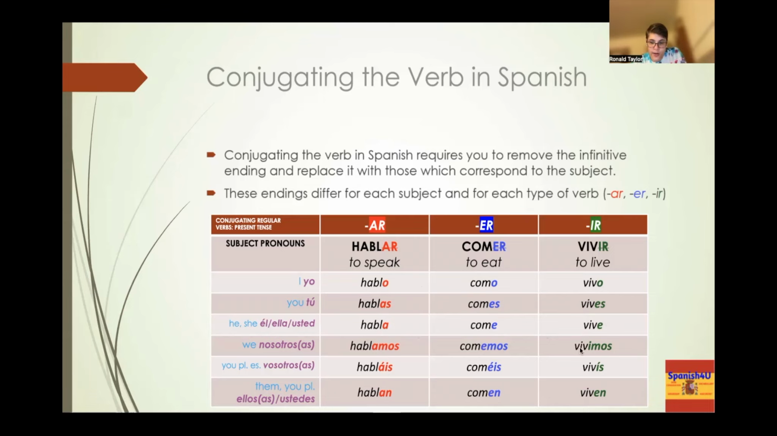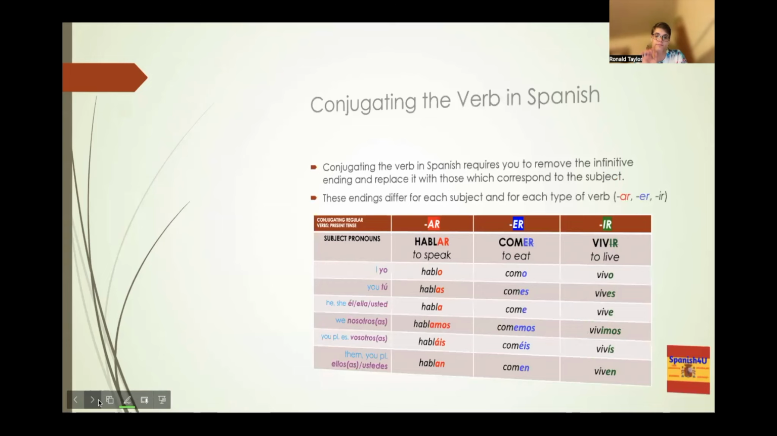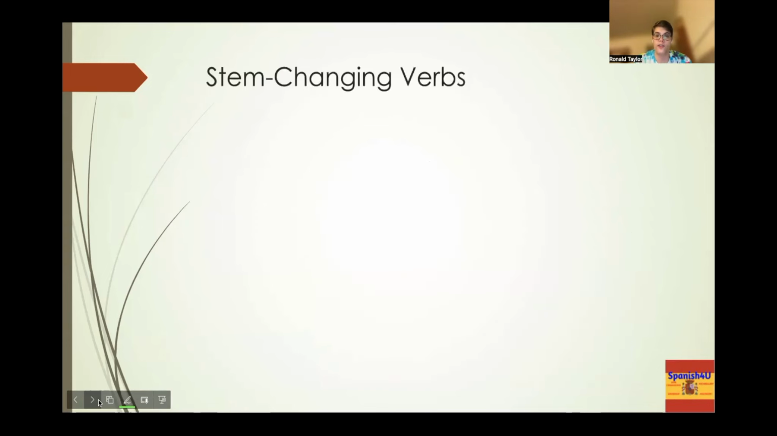And then notice here how for the nosotros form, for the IR verb, we have emos here instead of amos. So that's for the IR verb. And then the same thing for the vosotros, éis instead of ís. So it differs there. And then it's the same for the IR as the ER for the last conjugation. Those were all the regular verbs.